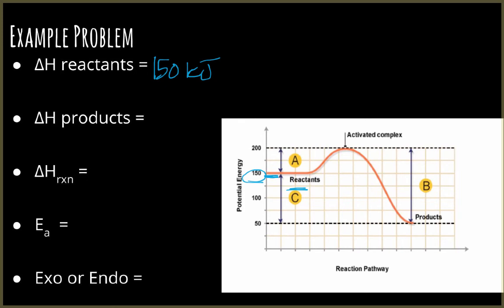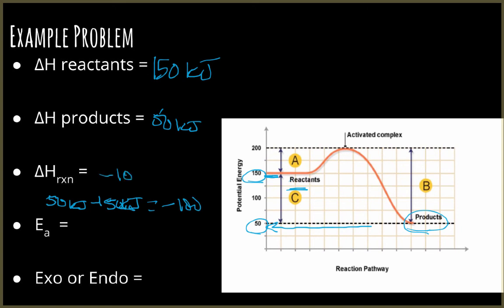The delta H of our products is going to be down here. So we're going to follow this over, and this shows us that the energy of our products is 50 kilojoules. The delta H of our reaction, just like before, is going to be the heat of the products minus the heat of the reactants. So the heat of our products was 50 kilojoules. The heat of our reactants is 150 kilojoules. So our overall heat of reaction is negative 100 kilojoules.